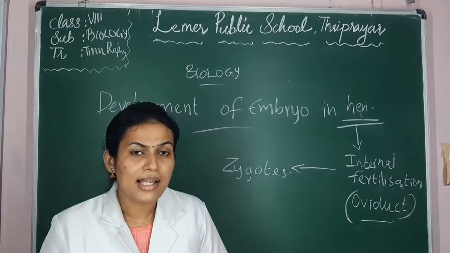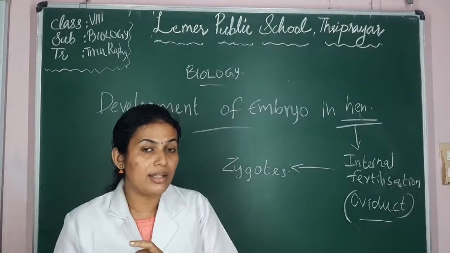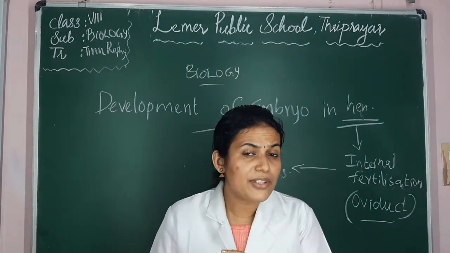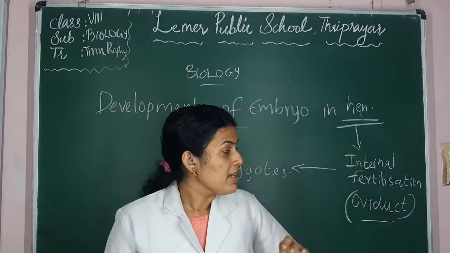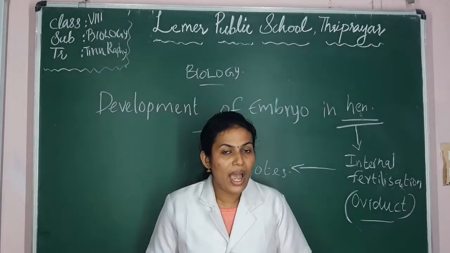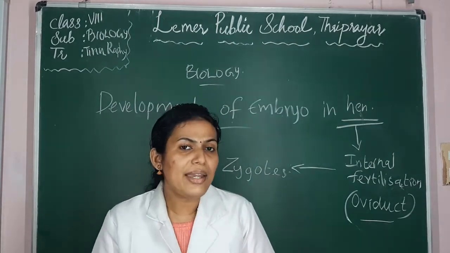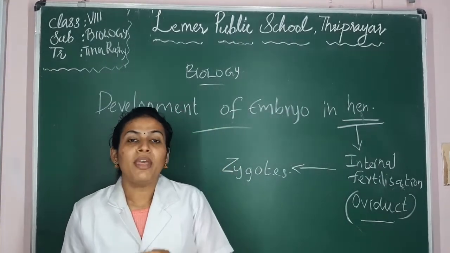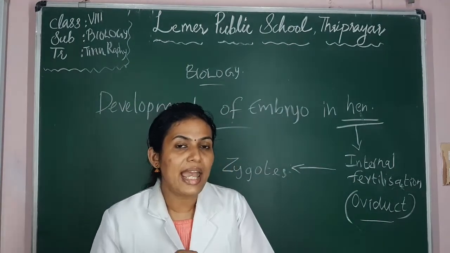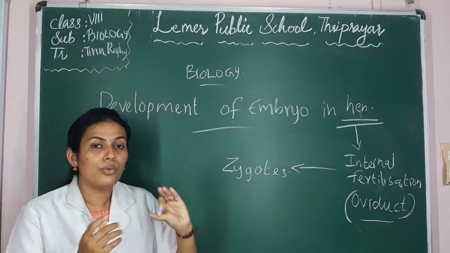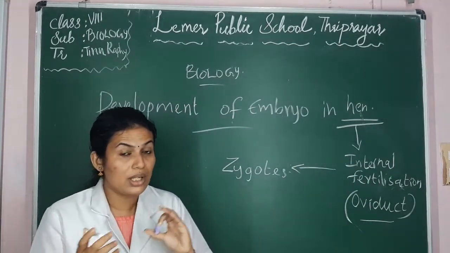Now what happens as the fertilization happens? Last day we learned about fertilization in humans. After the fertilization in humans, what will happen? The zygote will form an embryo and the embryo will move into the uterus region. Likewise, in the hen also the zygote will divide into an embryo and the embryo will start to move from the oviduct to the uterine region.